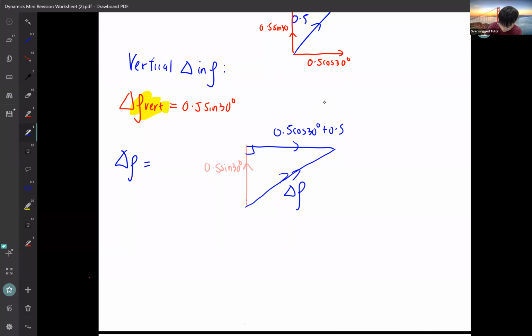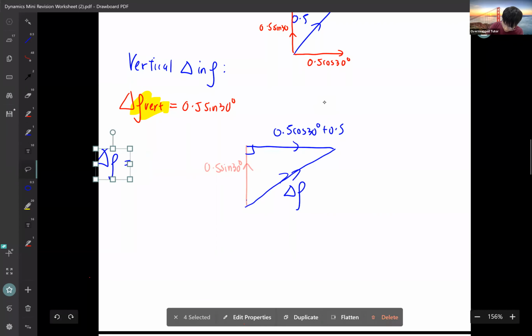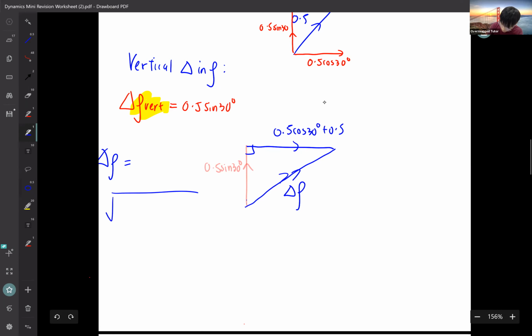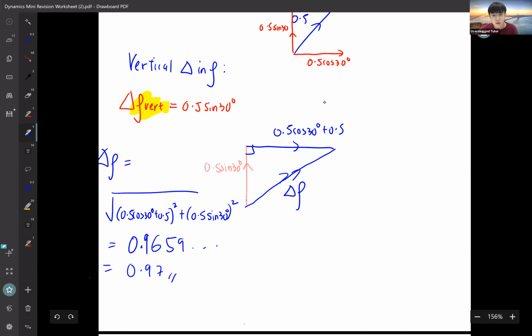The value of this will be by Pythagoras theorem. You should get 0.5 cos 30 degrees plus 0.5, squared, plus 0.5 sine 30 degrees, whole thing squared. So let me just check and evaluate, because this method should also work. Yeah, exactly. So you should get the same thing, 0.9659 and so on, which is 0.97. So that works.